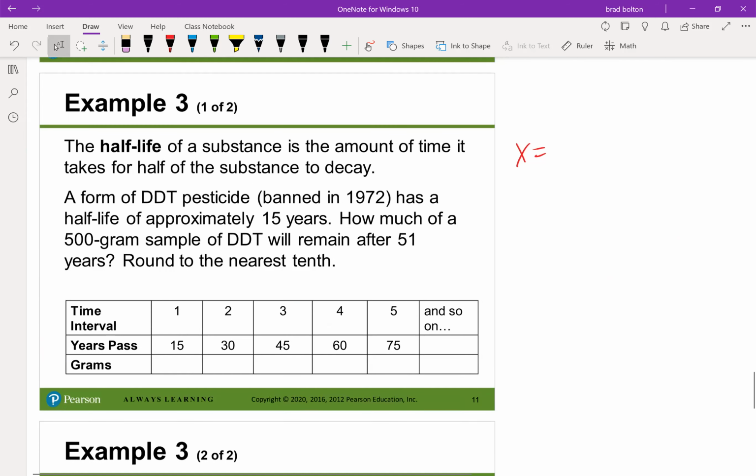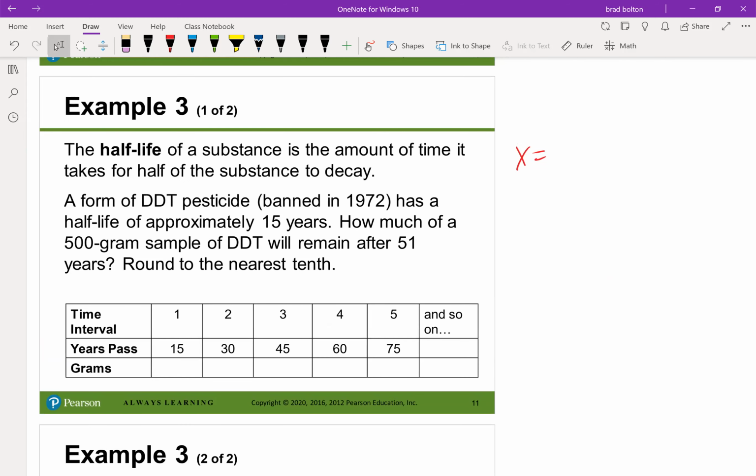We know that X is equal to 51 years divided by the half-life, since the question asks how much of a 500 gram sample of DDT will remain after 51 years. And it has a half-life of 15 years, right? That's the half-life.